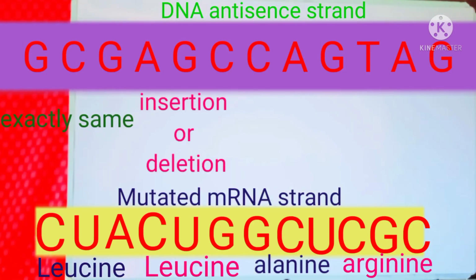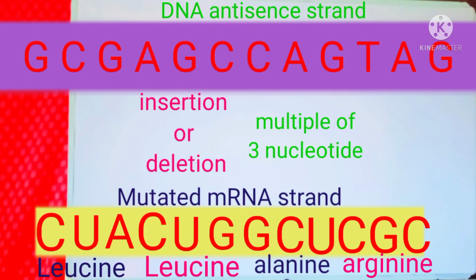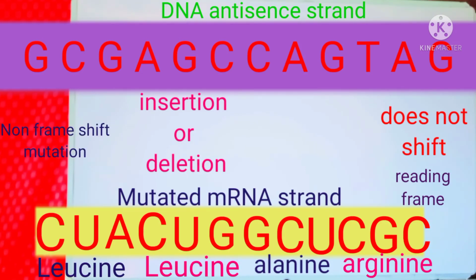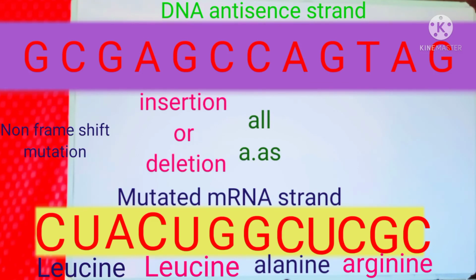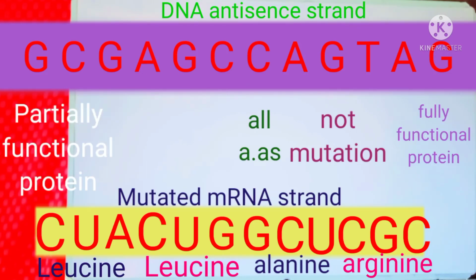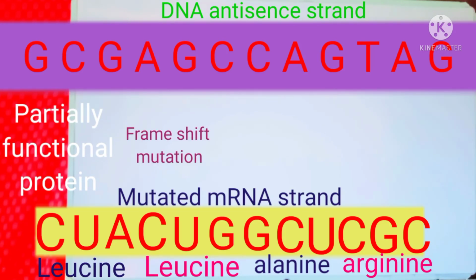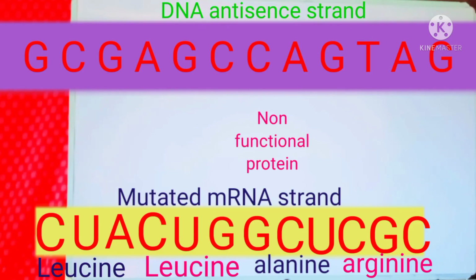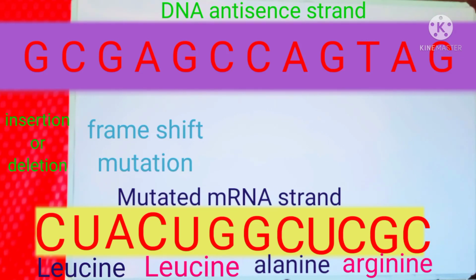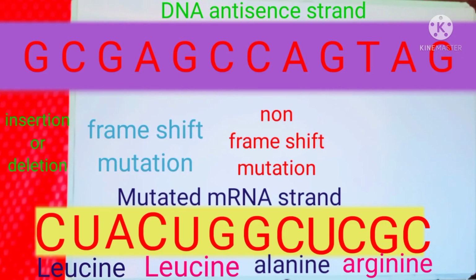So whenever an insertion or a deletion takes place in a multiple of 3 nucleotides, this doesn't lead to a shift in the reading frame, and such mutations are known as non-frame shift mutations, because all the amino acids that would be produced if there was no mutation are still produced, and this usually leads to either a fully functional protein or a partially functional protein. And if we compare to the frame shift mutation that usually leads to a non-functional protein, so basically insertion or deletion do cause frame shift mutation, but not always. Sometimes they can cause non-frame shift mutations.